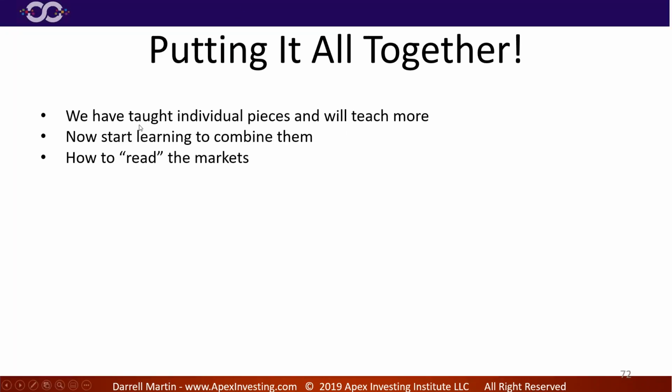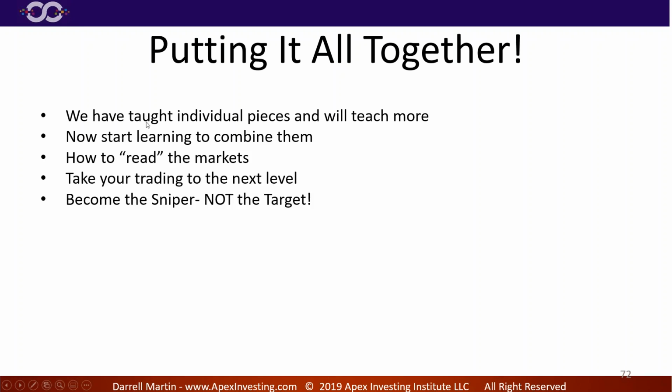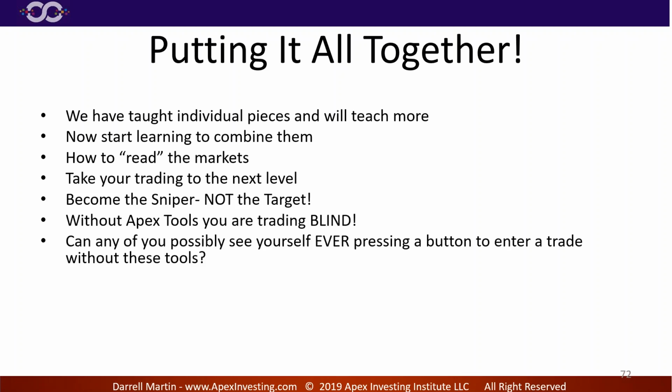So we've taught the individual pieces. We'll keep teaching more. We're going to do a big order prints webinar next week. Okay. And going into reading the markets. But now you're learning how to actually combine stuff, put it together. You're learning how to take your trading to the next level. You're learning how to become the sniper, not the target. You're learning that without the Apex tools, you're really trading blind. I mean, can you really see yourself pressing a button to enter a trade without these tools?